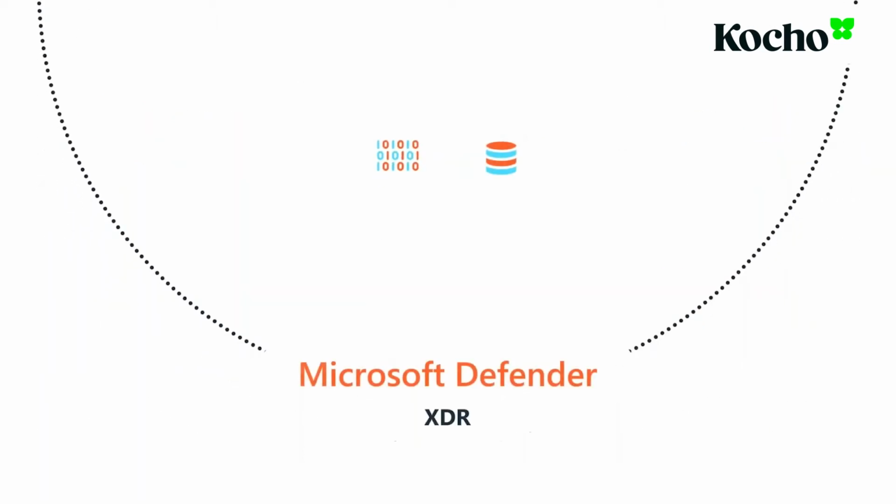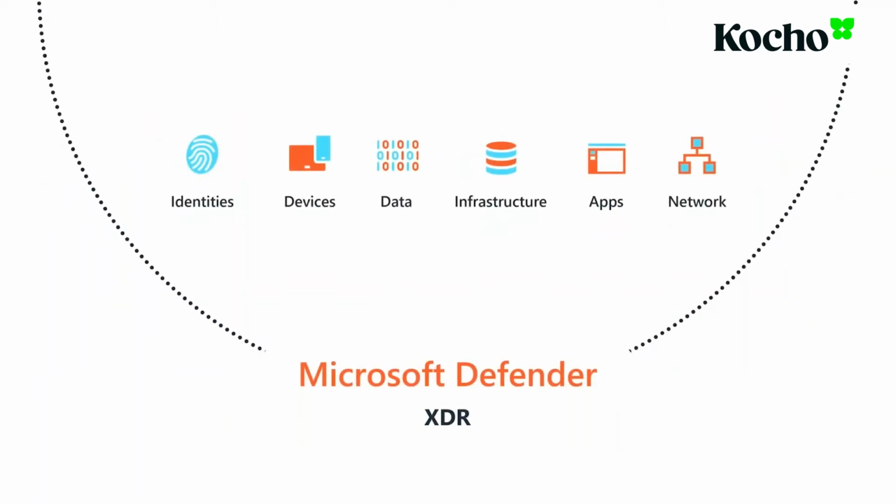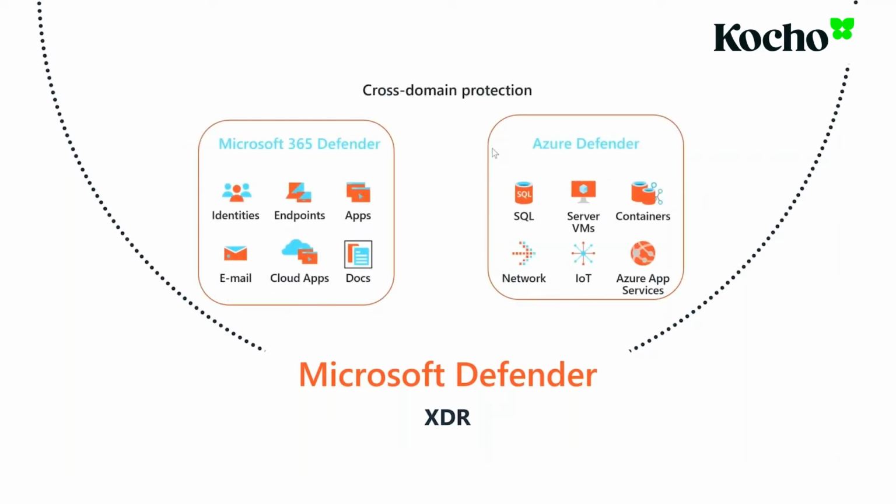If we then look at the Microsoft XDR solution set, this is what those technologies are focused at: identities, devices, data, infrastructure, applications, and network. XDR means extended detection and response capabilities, looking at a broad range of different domains, different areas of focus. Microsoft Defender XDR is actually broken up into two key components.